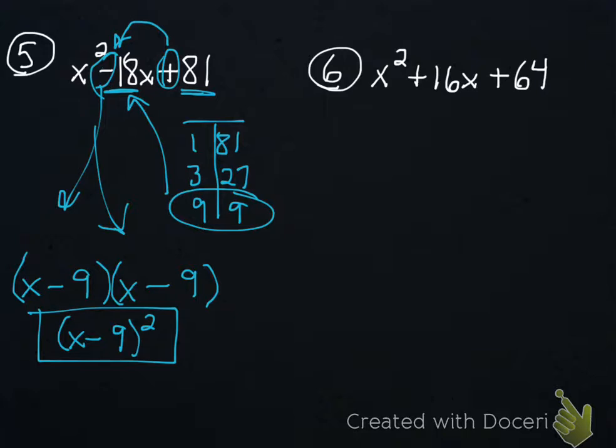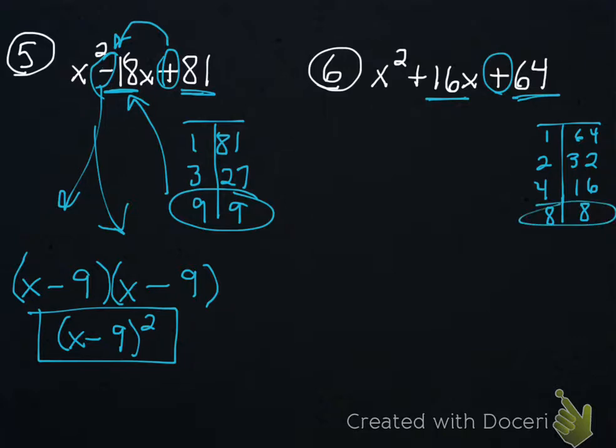What's the constant? 64. What multiplies to give me 64? Well, 1 and 64, 2 and 32, 3, nope, 3 doesn't work, but 4 does. I can do 4 and 16, and then 8 times 8. Now, 64 is positive. Positive means we add. Which pair adds to give me the middle term, which is 16? Well, that would be 8 times 8. 8 times 8 is 64.